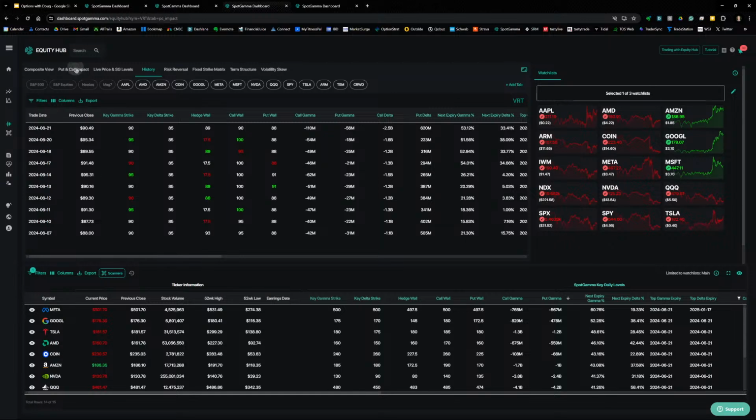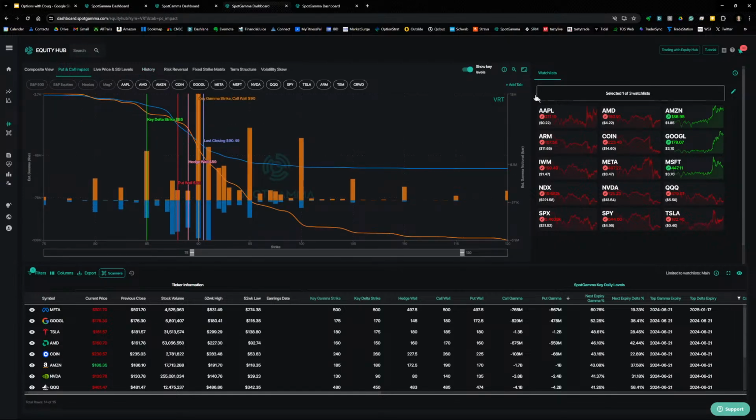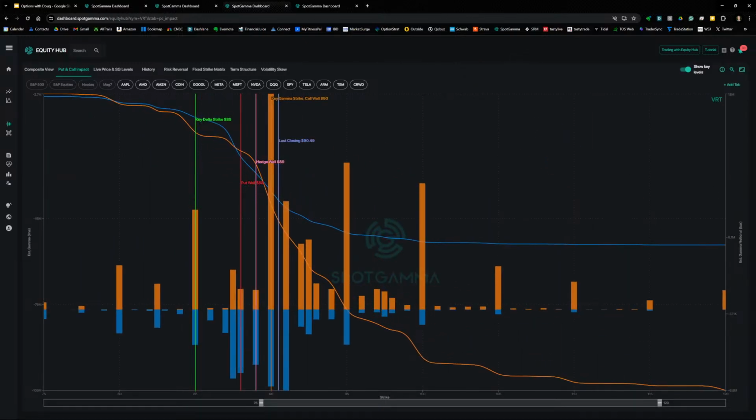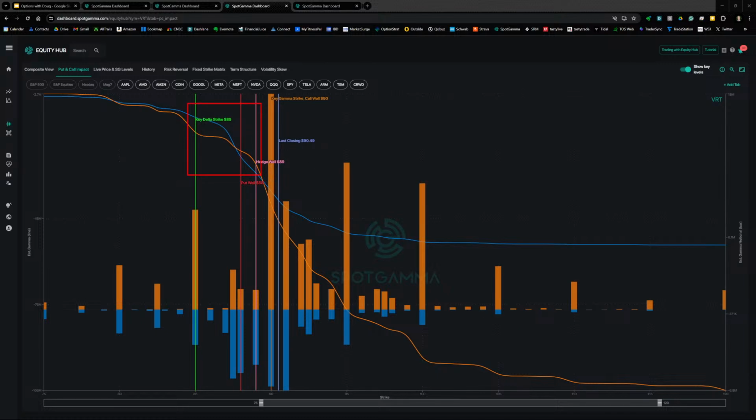One thing that I was looking at, if you're looking for a long entry, one good area to look for an entry is toward the left end, the lower end of this put call impact chart, where these lines start to flatten out. That indicates that market makers are fully hedged at this point, don't have to do any more hedging, and any market maker hedging pressure should be relieved at that point. Also, the put wall is at 88. So I was looking for a long entry around this level.